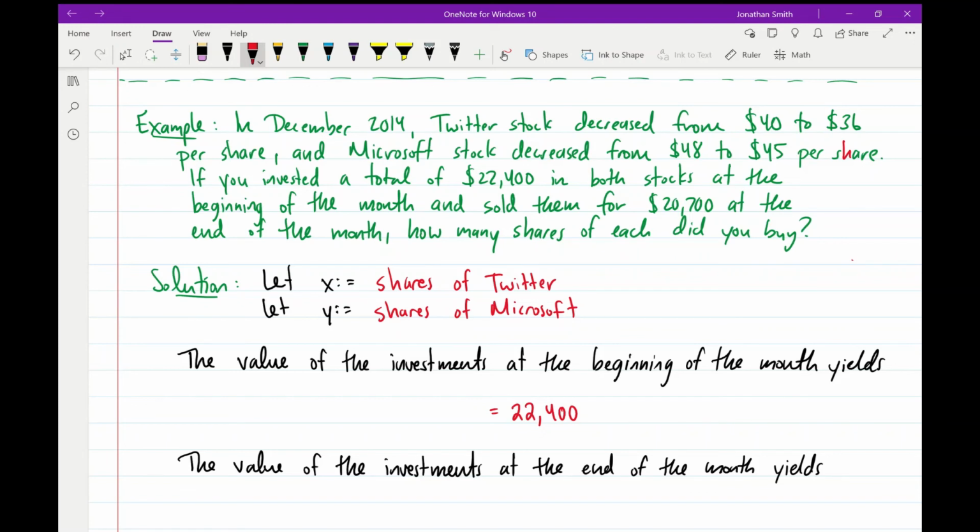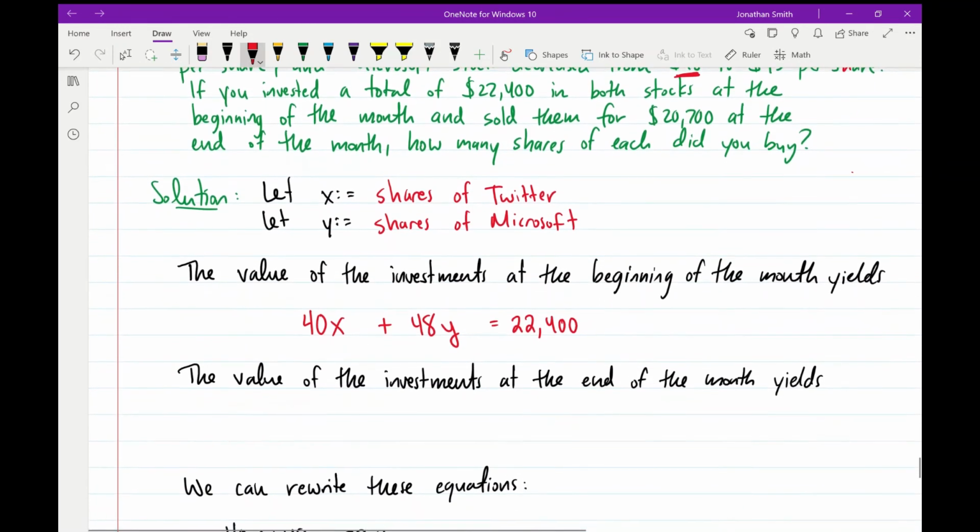And if I take the number of shares that I have in Twitter and I want to find the value of all of those shares together, well, I'm going to multiply by the value of each share, which is $40. So the value of the Twitter shares at the beginning of the month is going to be 40 times X. And the value of the Microsoft shares at the beginning of the month is going to be 48, because that's the value of each share, times the number of Microsoft shares, which is Y, as I've defined it. So this is one linear equation that's given to us.